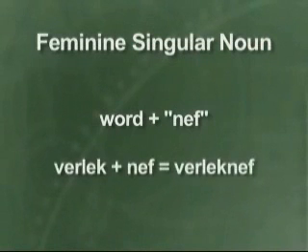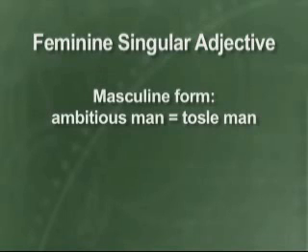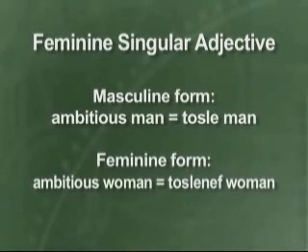For example, if a male eagle is a verlik, then a female eagle is a verlik nef. See how nef was added to the noun verlik? Let's look at one more example using an adjective. If an ambitious man is a tosla man, then an ambitious woman is a tosla nef woman. Here the adjective tosla is made feminine by adding nef to tosla, making tosla nef. Notice that in English, the adjective ambitious does not have a particular gender.